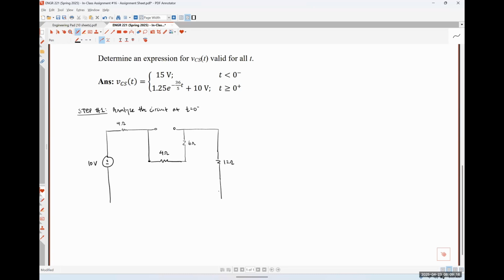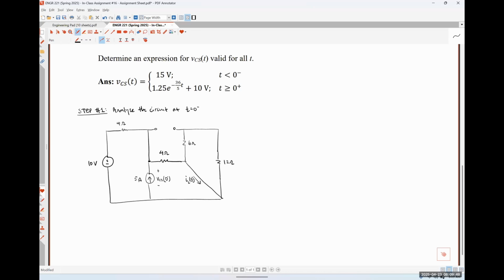Ohm resistor. My inductor is this short. And then here is my 5-amp current source. And this is the voltage VCS at 0 minus that I'm looking for. And this is the current IL at 0 minus that I'm looking for.